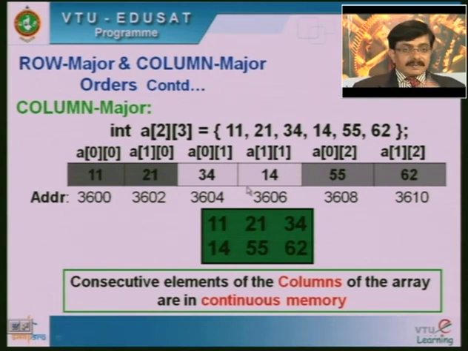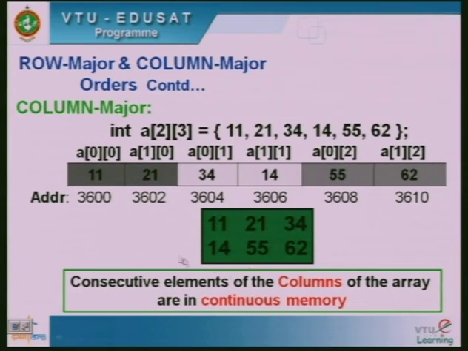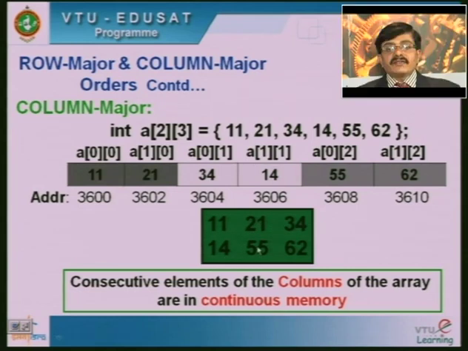Fine. So in this particular case, the consecutive elements of the columns of the array are in a continuous memory area. Since I am storing the elements column wise, I call this way of ordering elements column major order. Though I am storing it column wise, the elements of the matrix remain as 11, 21, 34 are the 0th row elements, 14, 55 and 62 are the second row elements. Only thing is I am storing the elements here column wise, right.